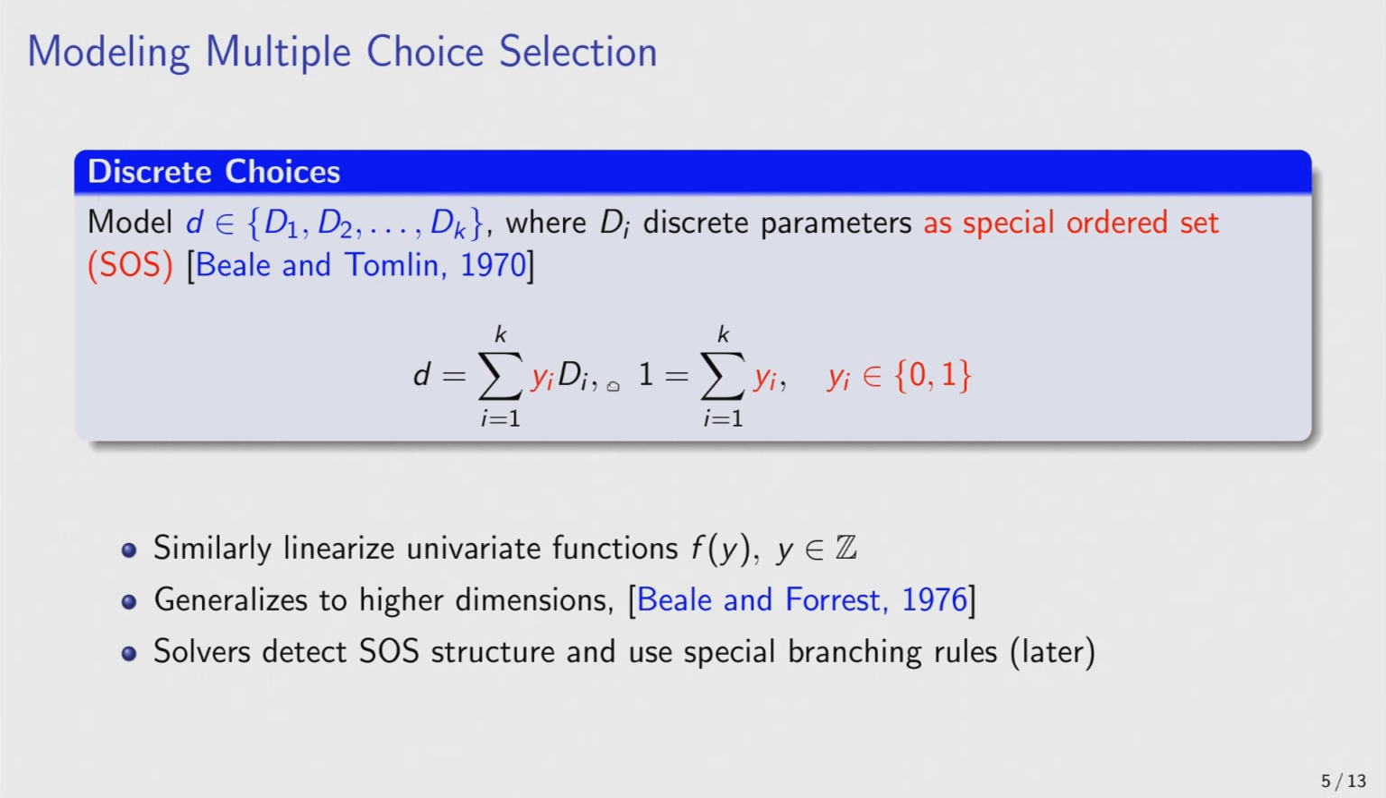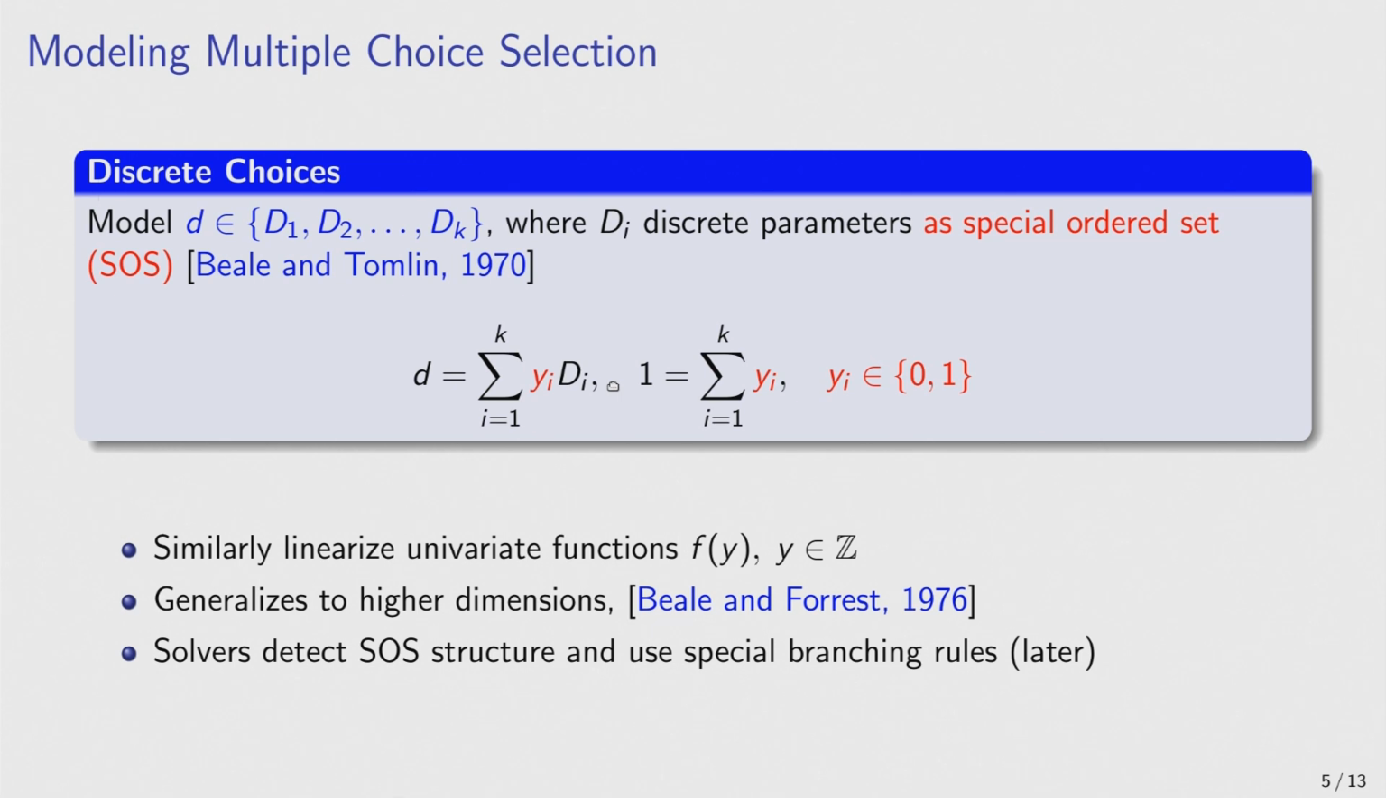That's also called a one-hot encoding if you're a computer scientist. We'll see in a moment that you can also use this to linearize univariate functions, and it generalizes to higher dimensions. I'll show that in subsequent slides. So you can do this not just in one-dimensional problems, but in higher dimensional problems.